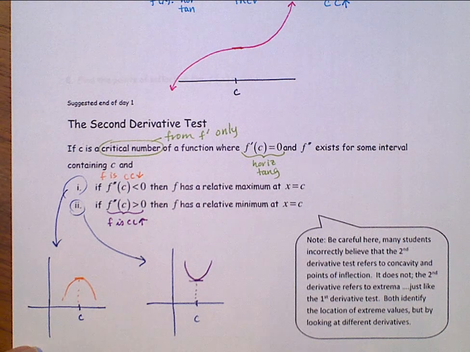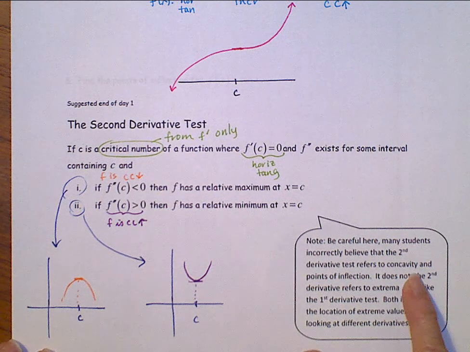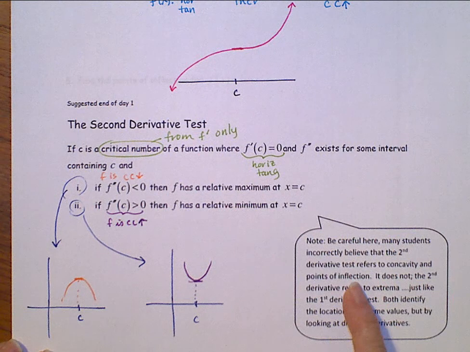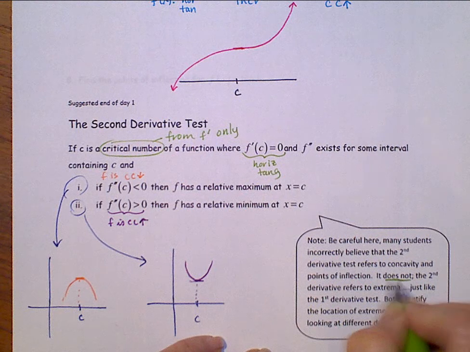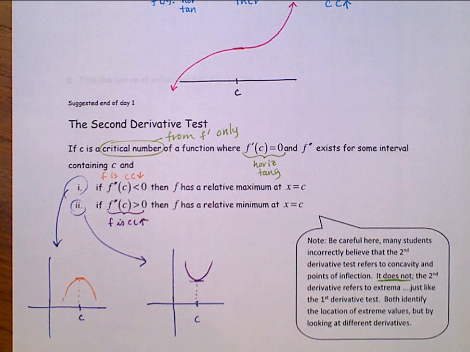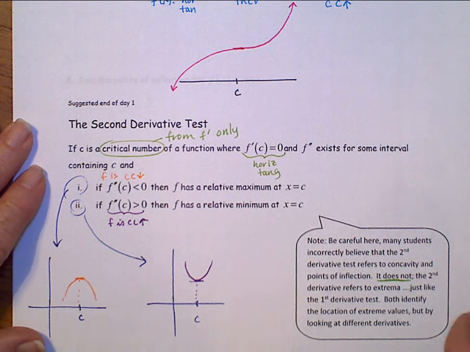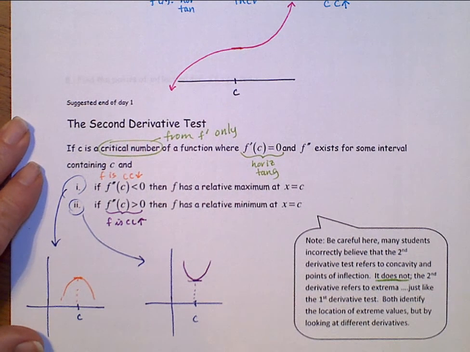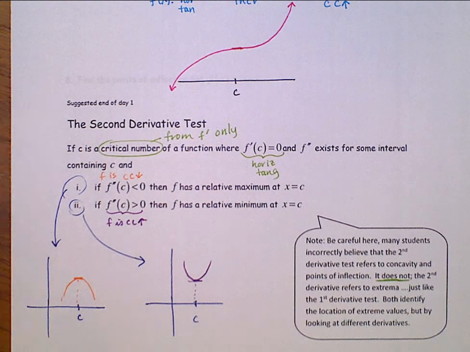Now, please be very careful. Many students incorrectly believe that the second derivative test refers to concavity and points of inflection. It does not. The second derivative test refers to extrema, maxes and mins, just like the first derivative test. Both identify the location of extreme values, but by using different derivatives. Please read this again and make sure you don't get caught up in that second derivative test.